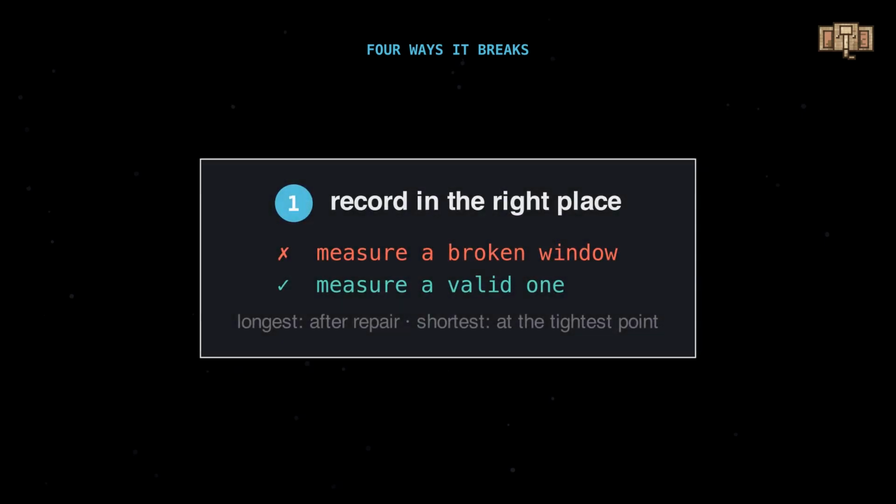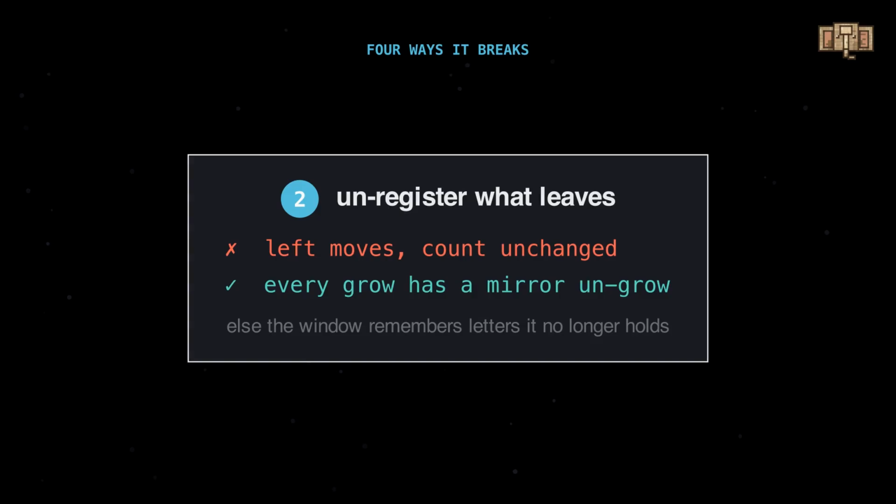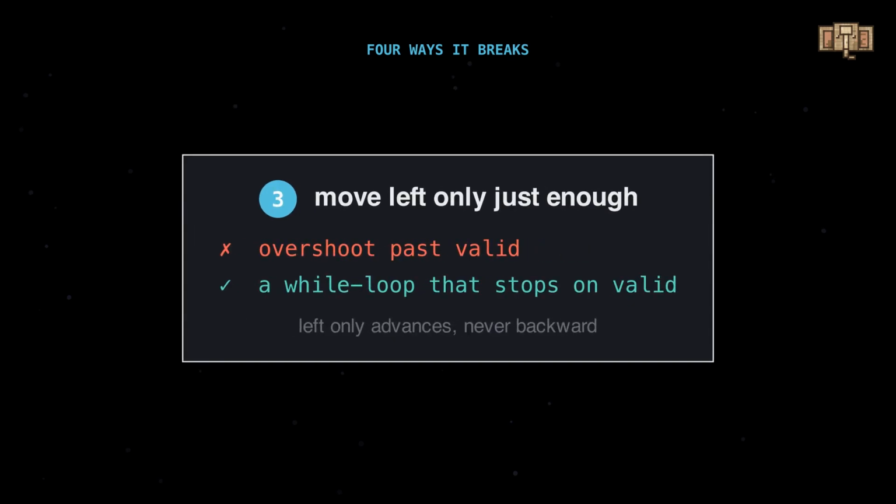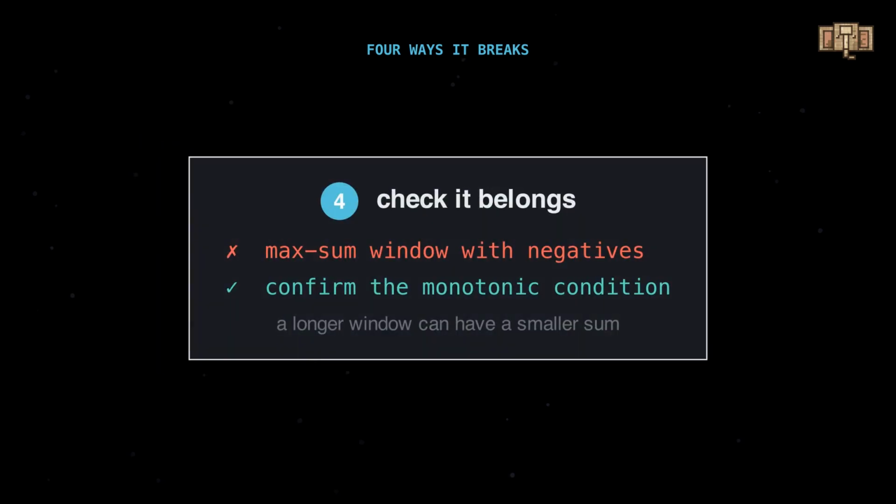4 traps cause most broken window code. 1. Recording in the wrong place, so measure a valid window, never a broken one. 2. Forgetting to unregister what leaves, because every grow needs a mirror ungrow. 3. Moving the left edge too far when it should only advance, only just enough. 4. Applying it where the monotonic condition fails.